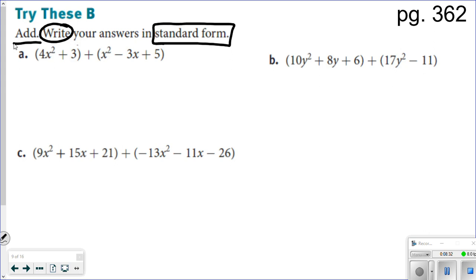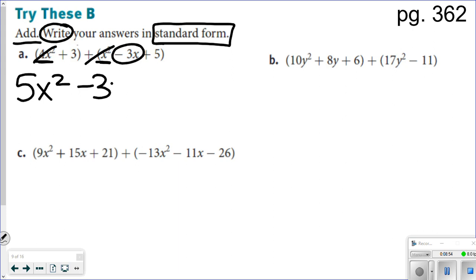I'm going to work in order of standard form so I don't have to convert them at the end. So I'm going to look for the highest exponent. So I have 4x squared plus 1x squared. Then I'm going to look for my x's. And there's only one of them, so minus 3x. Then I'm going to look for my constant terms, so positive 3 plus 5 gives me 8. That's my final answer.